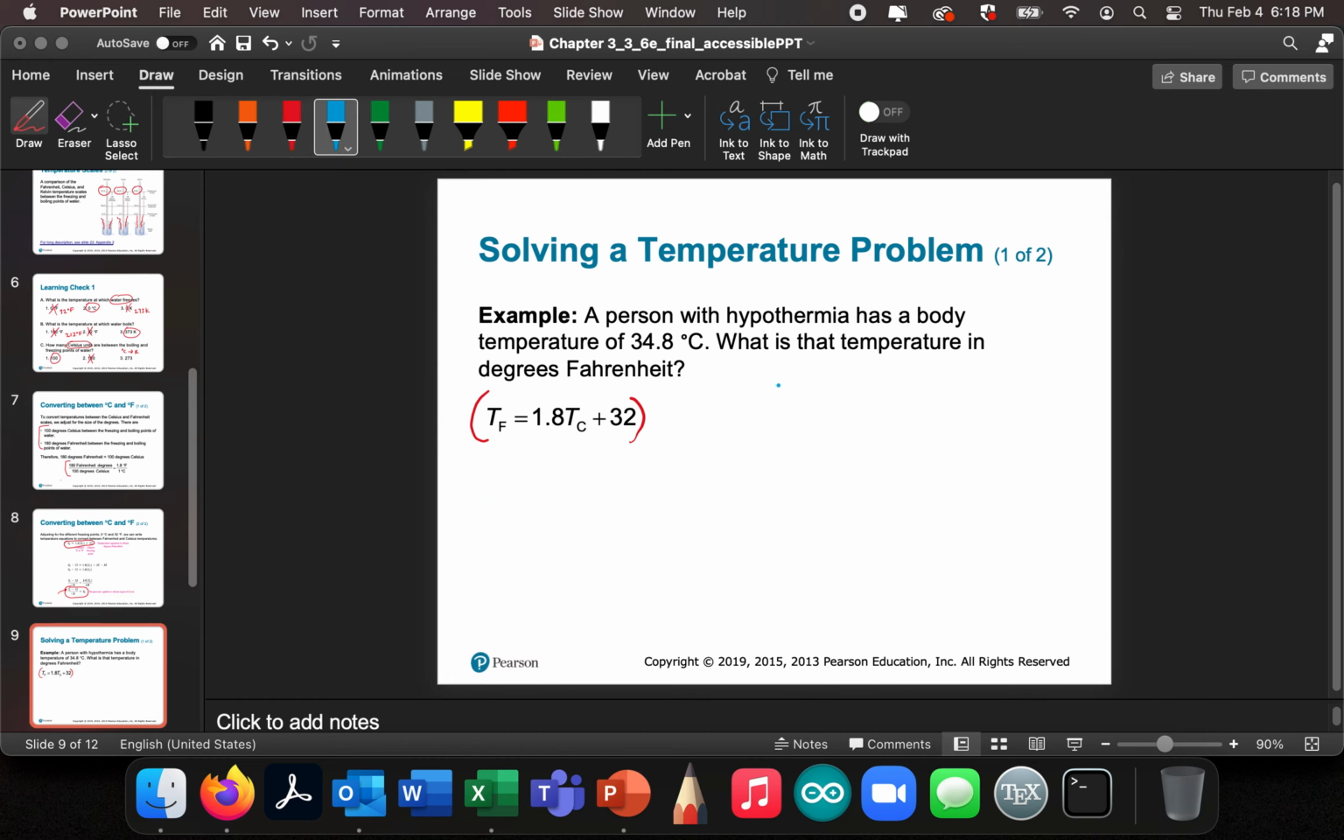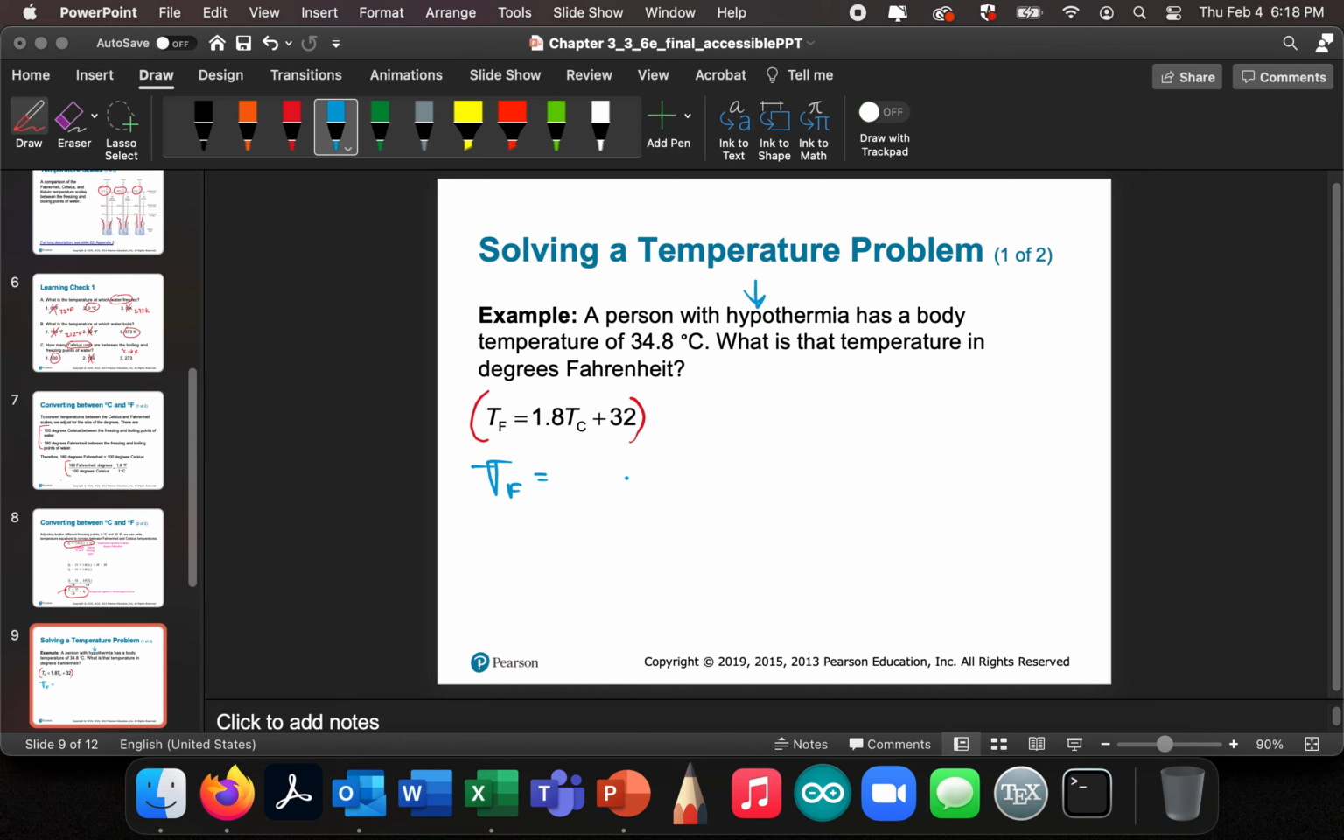Okay, I'm going to suppose you paused it. I'm going to do the answer here. A person with hypothermia, a dangerously low body temperature, is at 34.8 degrees Celsius. What is the temperature in Fahrenheit?